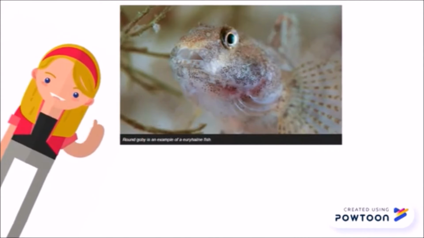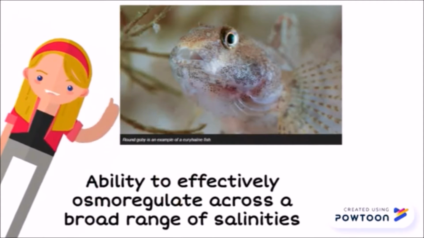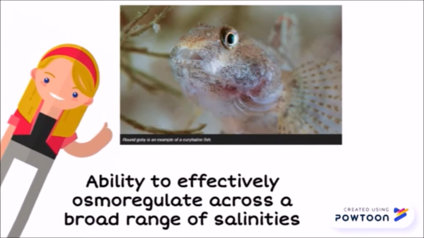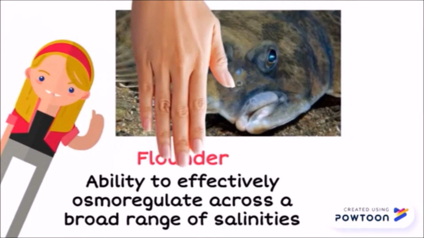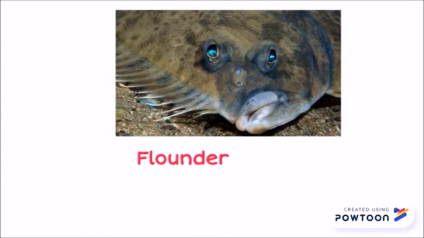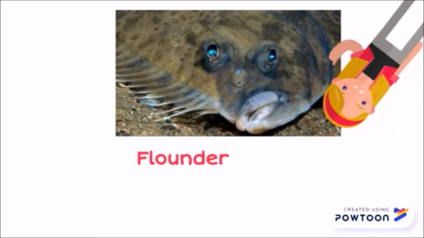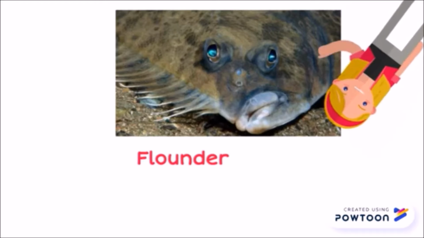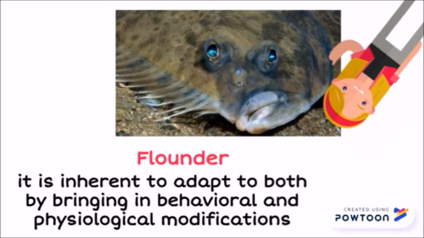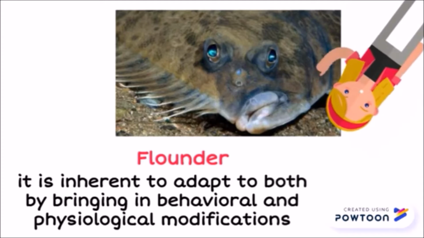However, some fish show a tremendous ability to effectively osmoregulate across a broad range of salinities. Fish with these abilities are known as euryhaline species, such as the flounder. Flounder have been observed to inhabit two utterly disparate environments, marine and freshwater, and are able to adapt to both through behavioral and physiological modifications.